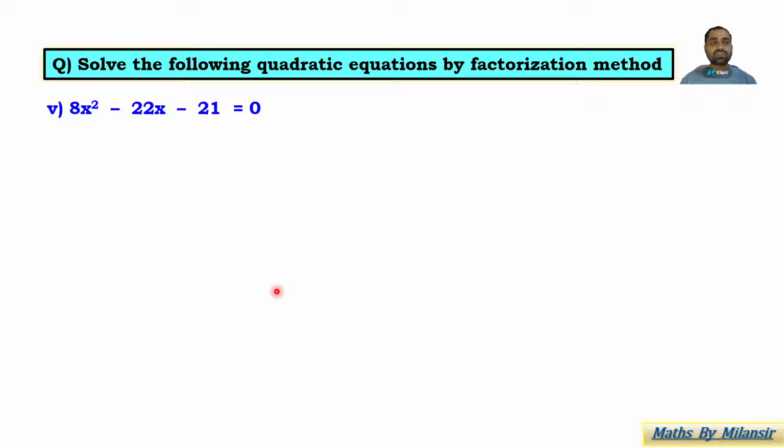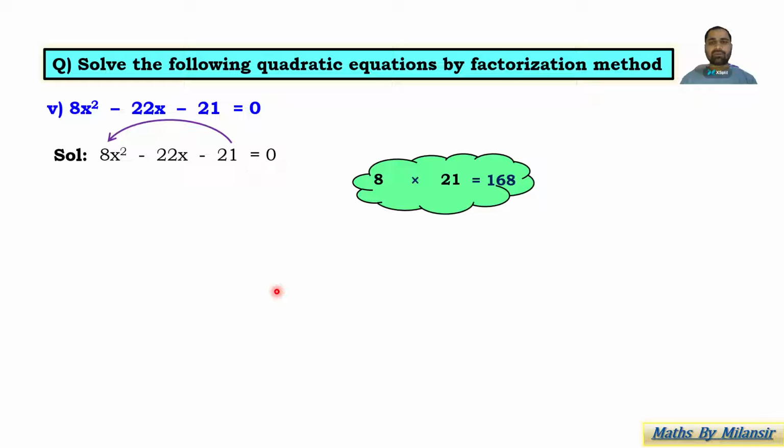Now the next question is 8x square minus 22x minus 21 equal to 0. So it is in standard form. Now let us multiply the first term and the last term. So 8 multiplied by 21, that is equal to 168.